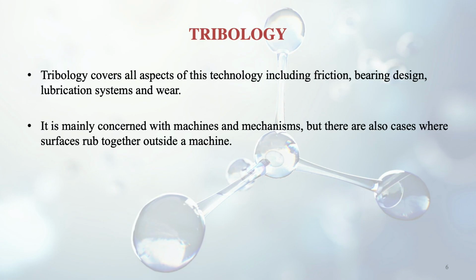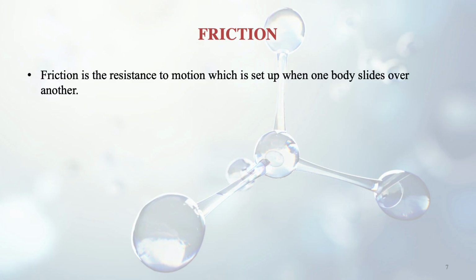It is mainly concerned with machines and mechanisms, but there may be cases where surfaces rub together outside a machine also. The first part of tribology is friction, which we will discuss right now. What is friction? You must have heard, it's a very common term in our daily lives, and it is the resistance to motion which is set up when one body slides over another.